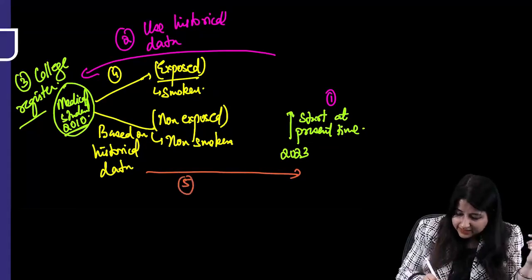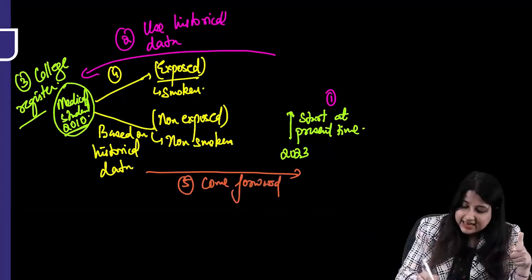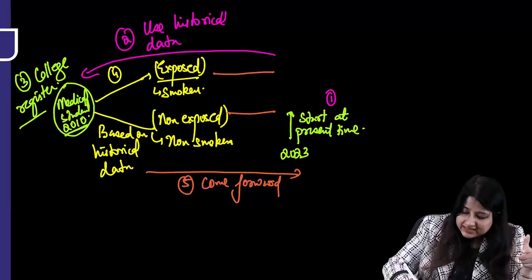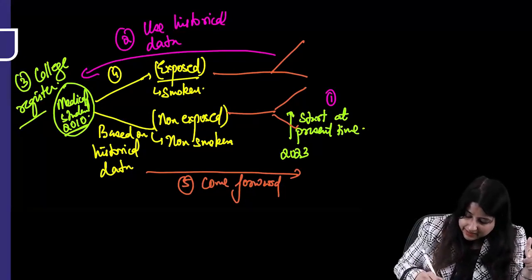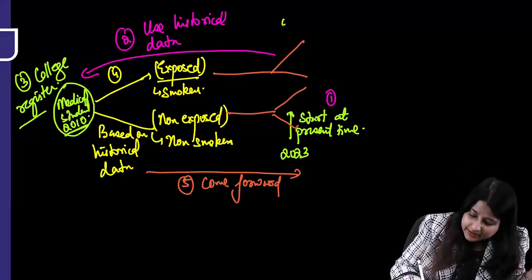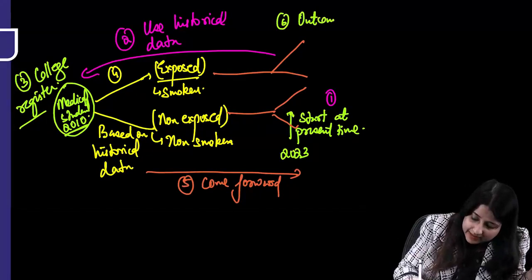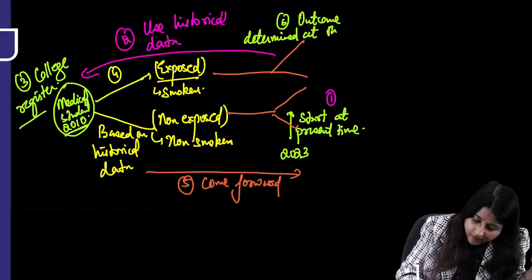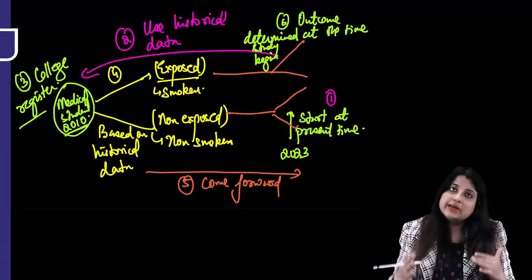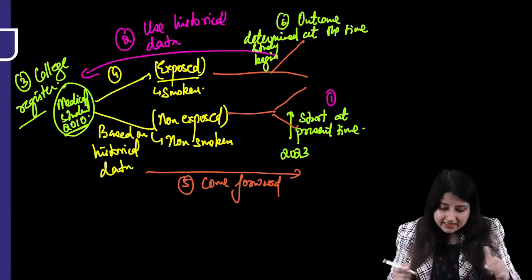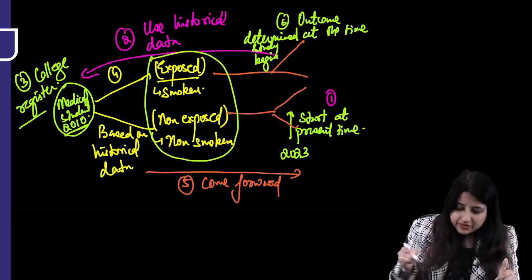So what is the fifth step? We have come forward. All right, now can you see forward looking? Yes. And now what do? The last step, we determine the outcome. The outcome is determined at the time the study begins. So outcome determined when? Outcome is determined at the time the study begins. So we are looking at the outcome in 2023 only. And how? By comparing exposed and non-exposed only.